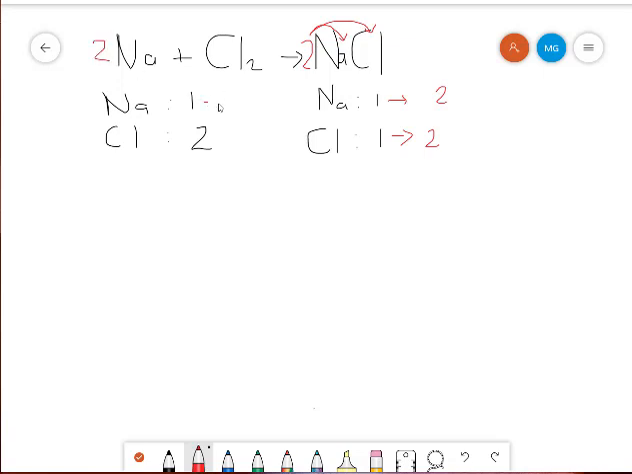My sodium is not the same as on the right side. So all I have to do is to go put a 2 in front of the Na on the left side. And that gives me 2 sodiums on the left side. And now as you can see, 2 sodiums, 2 chlorines on both sides. And now my equation is balanced.